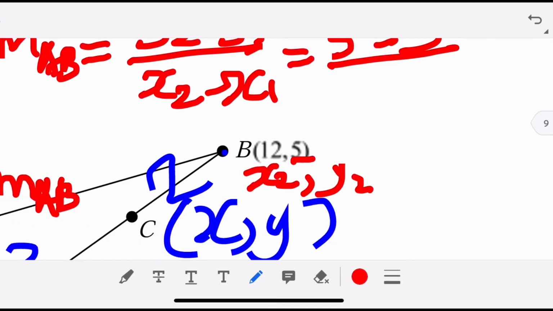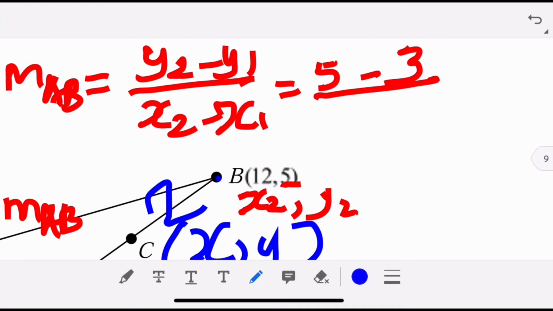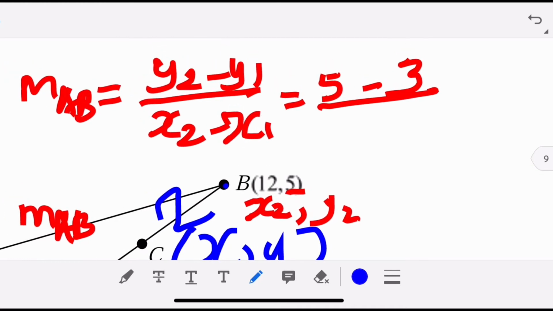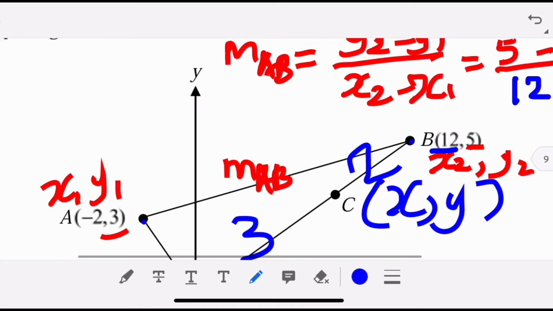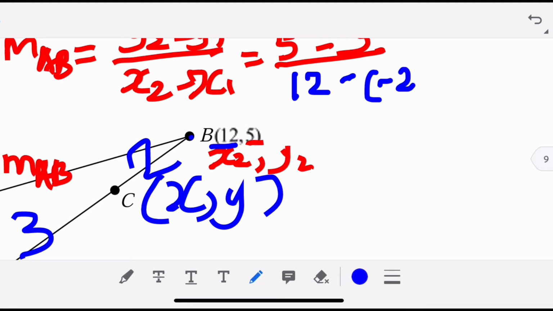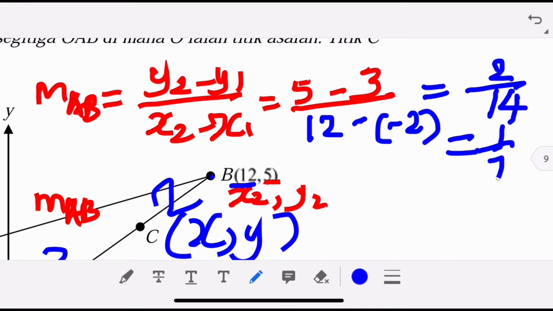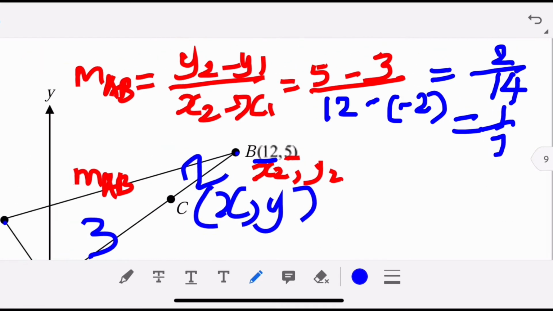Alright, so I will write x2 minus x1, which is 12 minus negative 2, right? So 12 minus negative 2. Okay, double confirm there is a negative, so make sure you put a bracket. So I have the gradient, which is 2 over 14. So I need to simplify it to be 1 over 7.